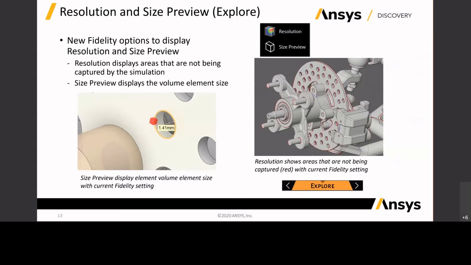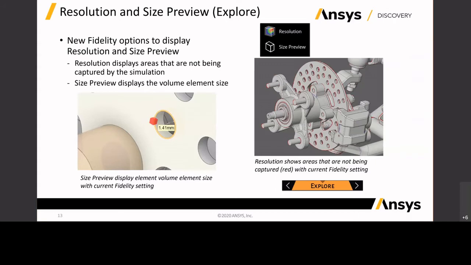So on the left-hand side, you can see the size preview icon is switched on in this case, and it will show that your voxel size for this particular example and the machine it was run on has a granularity of 1.41 millimeters. So any geometry smaller than that may not get, or won't get, the physics captured in a way that you should be assured.